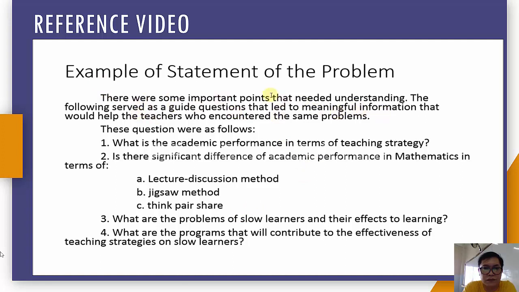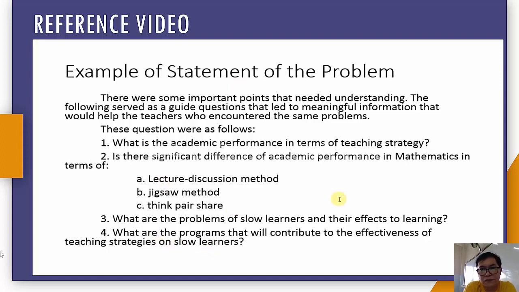So there were some important points that we understanding. The following serve as a guide question that lead to meaningful information that would help the teachers who encounter the same problem. So first is, what is the academic performance in terms of teaching strategy? Next, is there a significant difference of academic performance in mathematics in terms of A, B, and C? Then three is, what are the problems of slow learners and their effects to learning? And then number four, what are the programs that will contribute to the effectiveness of teaching strategies on slow learners?